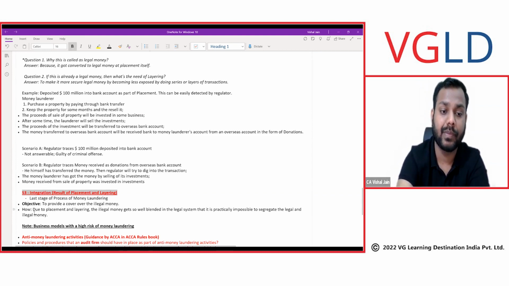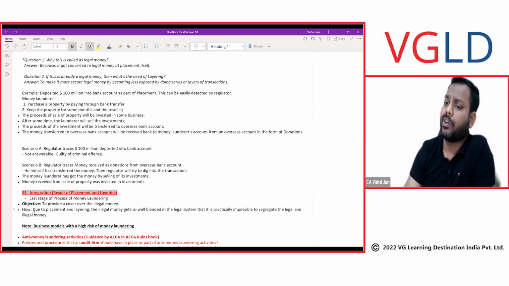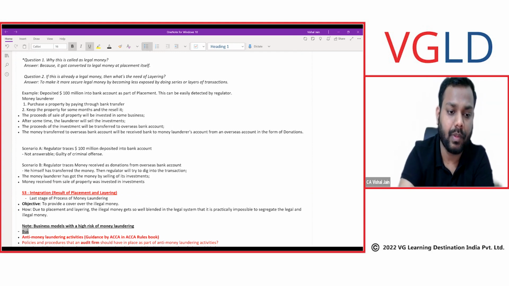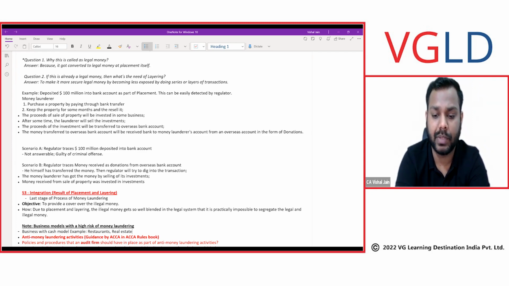Is it clear, everyone? Now, what are the business models with a very high risk of money laundering? I'll tell you. Business with a cash model has a very high risk. Example, restaurants. Example, you can say real estate. Real estate, etc.